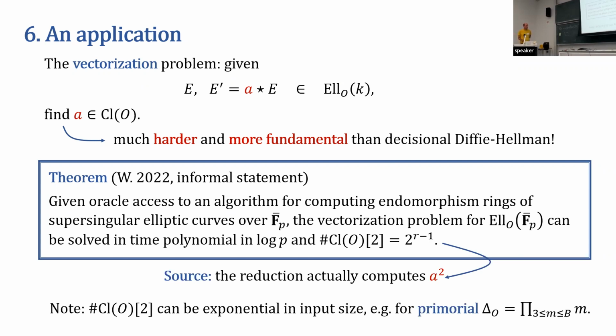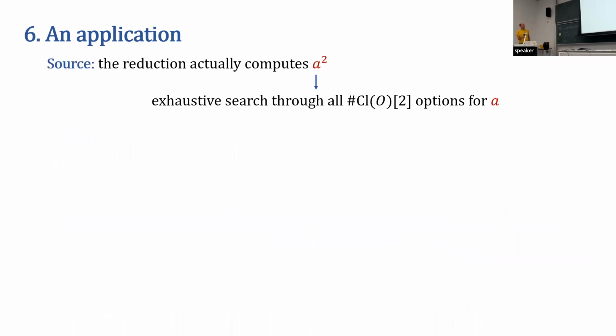For instance, the worst cases are where your discriminant is a product, where you just take the first so many primes and you take the product of all of them. This is the primorial case. In that case, you will have a very big class group, and this will actually be an exponential reduction, so a meaningless reduction. And the source of this term is that the reduction does not compute A directly, but it computes A squared. This is a technical artifact of this reduction. And so to go from A squared to A, what Wesolowski does is an exhaustive search through all these elements of order 2 to find A.